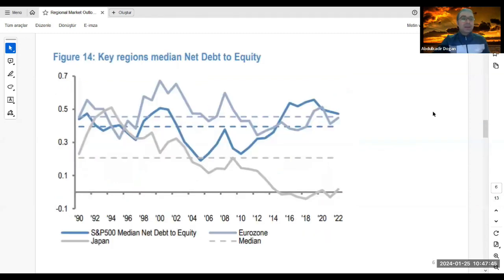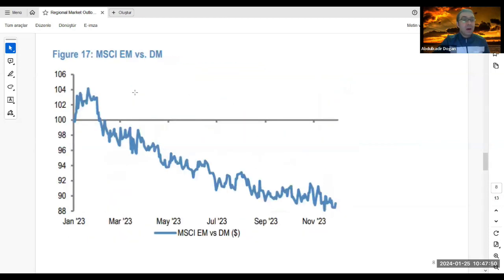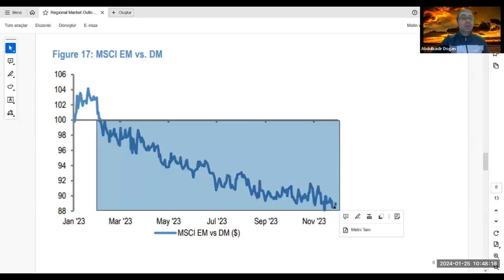Now, I'm comparing the Eurozone relative to the United States economy, and how emerging market economies and developed market economies compare. As you see, in January 23, emerging market economies compared well to the developed market economies. But after the rate hike process and tapering process, emerging market economies are really collapsing, from 100 to approximately 12% lower compared to the developed market economies.